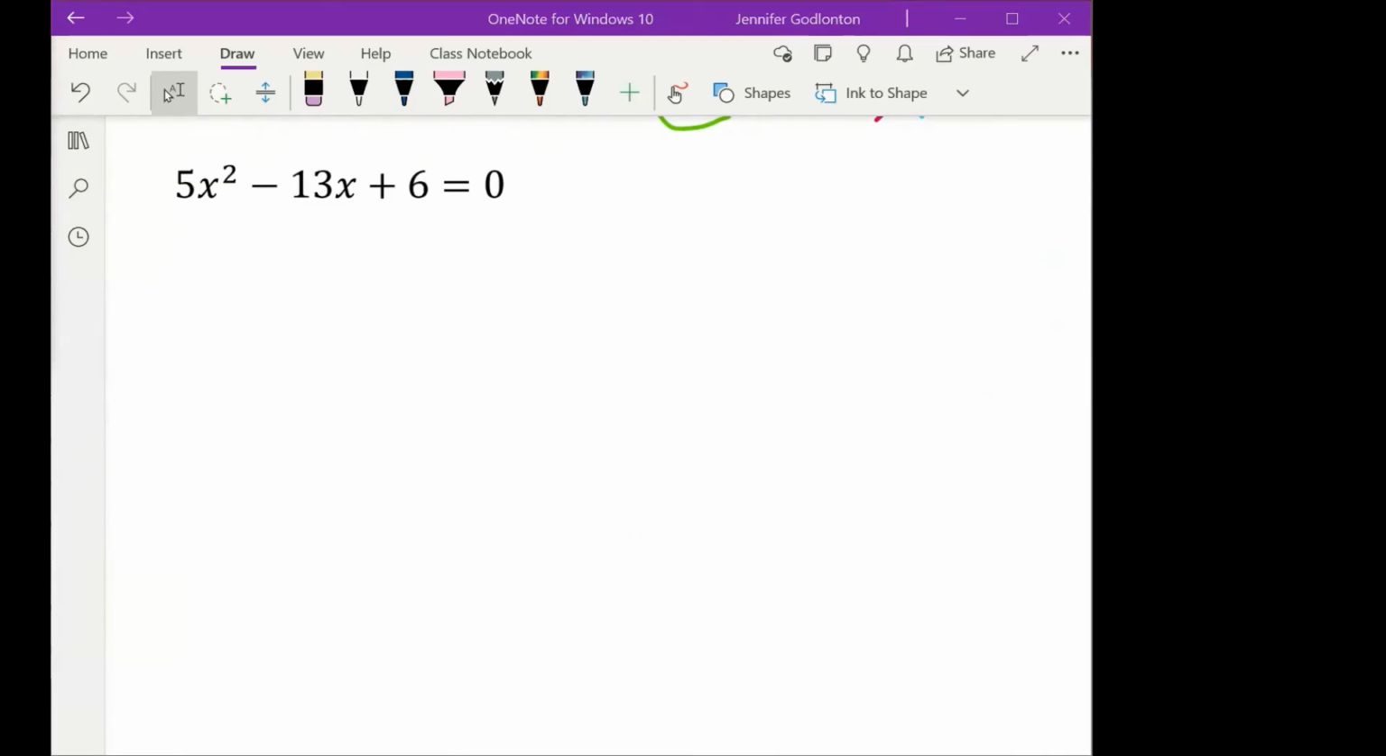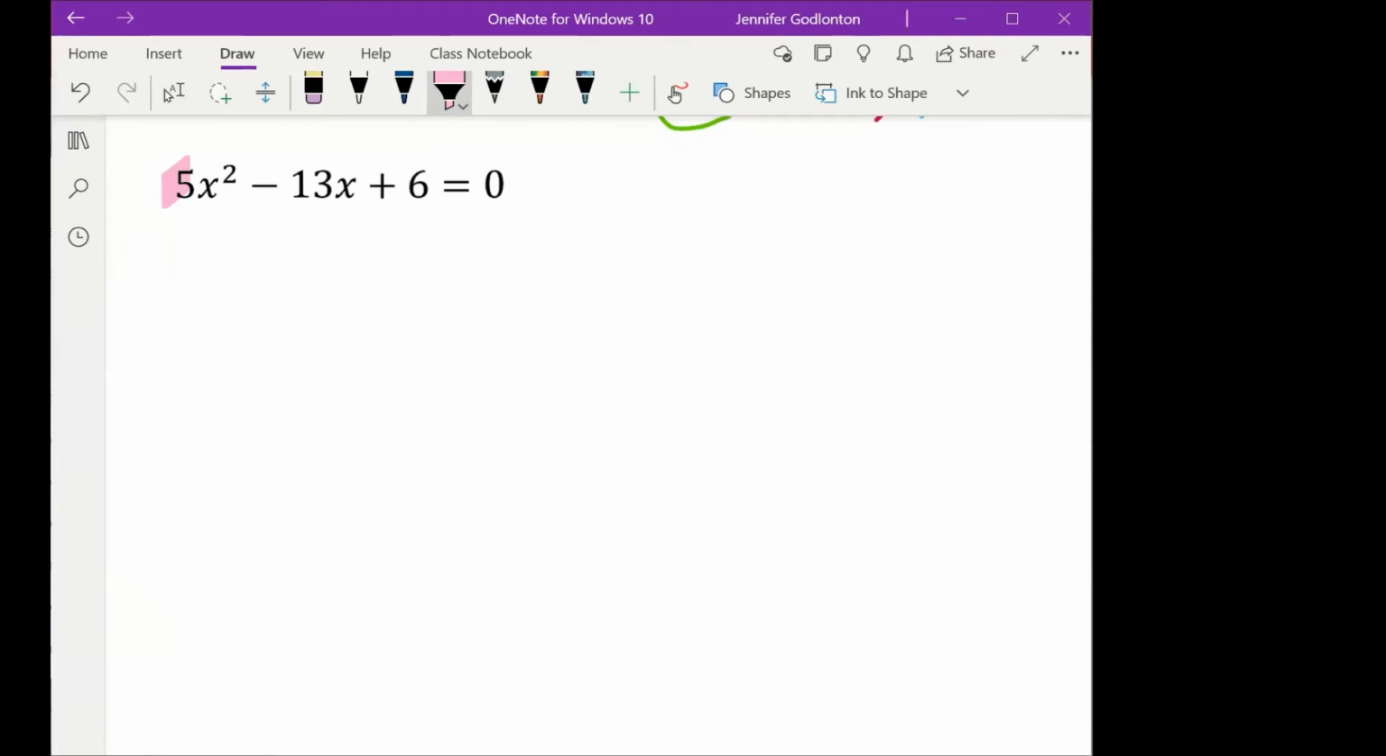Okay, so here we've got another trinomial where our coefficient is not 1. Our coefficient here is 5, and then we've got 5x squared minus 13x plus 6. I've got 3 terms, so I know I'm going to have to do a trinomial. When we're going to do a trinomial, we can either do the crisscross method or the grouping method. That is up to you. You can choose which one you would like to use.